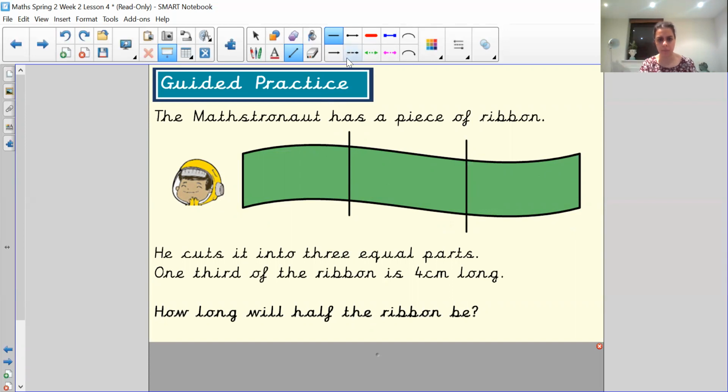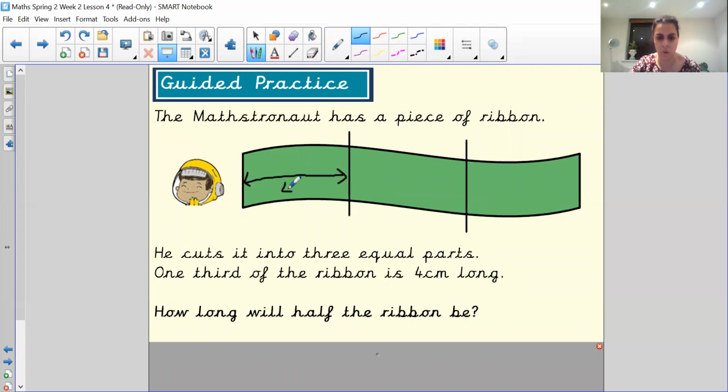1/3 of the ribbon is 4 centimeters long. So 1/3, so this section, for example, that's 1 out of the 3 sections, is 4 centimeters long. Now remember, they're meant to be 3 equal parts. How long will half the ribbon be? Interesting. Okay, we're going to need to work it out by working out the other 2 sections first. Because they're equal, can you please write down what you think the other 2 sections are going to be? It's not a trick question.